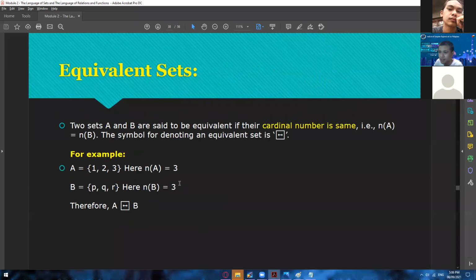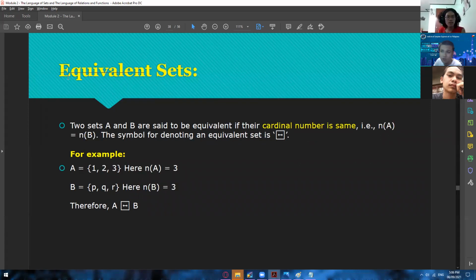Okay, so let's now proceed to the next one, which is the equivalent sets. Two sets A and B are said to be equivalent if their cardinal number is the same. Most of my students before are confused with equivalent and equal. When we say equivalent, the one that we are looking for is the cardinality or the cardinal number of that set. So they must be equal in terms of counts of elements. It doesn't matter if they have different distinct elements inside of them. As long as they have the same count of elements, they are already equivalent sets.